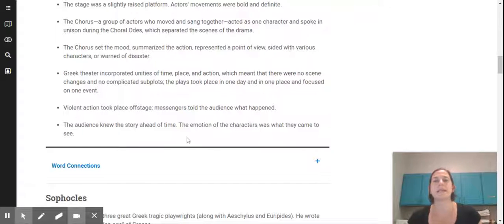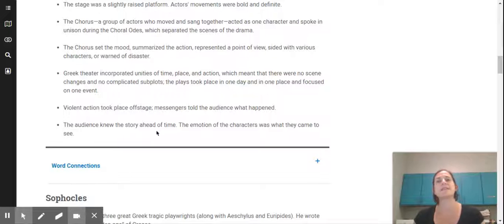And the biggest thing here is that the audience knew the story ahead of time. There weren't really any surprises about what was happening. Instead, it's kind of like when you play a game a second time or watch a movie again, you already know what's going to happen. So this time you're there to see how the story develops, to notice the things you didn't notice before.